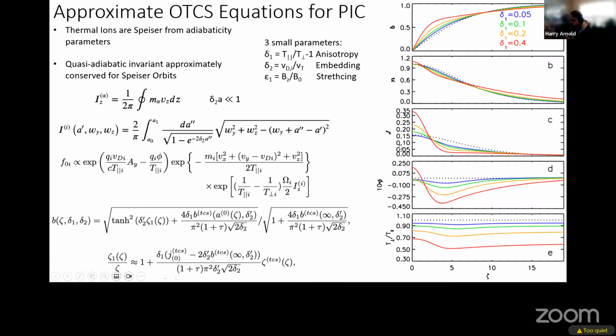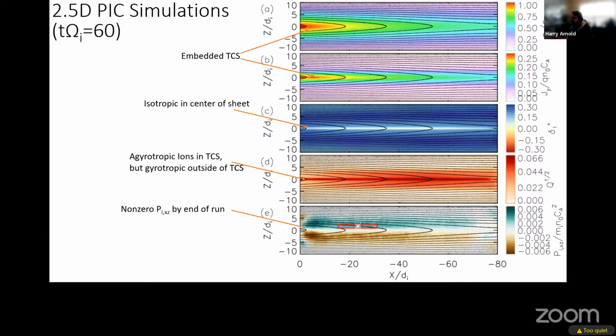Okay, so these are the equations that we're using for our PIC simulations. And here is the result. So we use those equations to initialize our PIC simulation, and then we let our PIC simulation run. In this case, we ran it out to 60 ion cyclotron times, just to see if it is in fact stable or not. And it is. It appears to be perfectly stable.